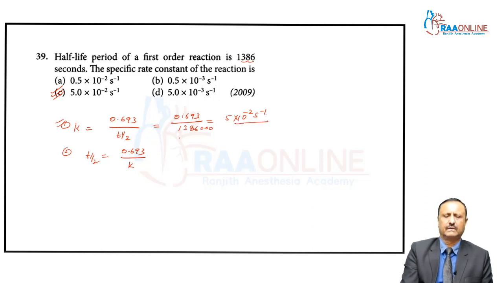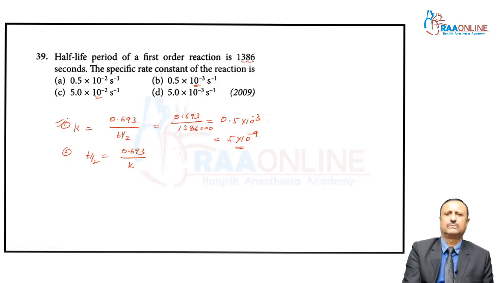Question number 39. Here you can see 10 to the minus 2 and 10 to the minus 3. So my dear students, when you solve, you can get the answer 0.5 into 10 to the power minus 3, or you can say this is 5 into 10 to the power minus 4, and here you can see 5 into 10 to the minus 2. Okay, when you solve this question.